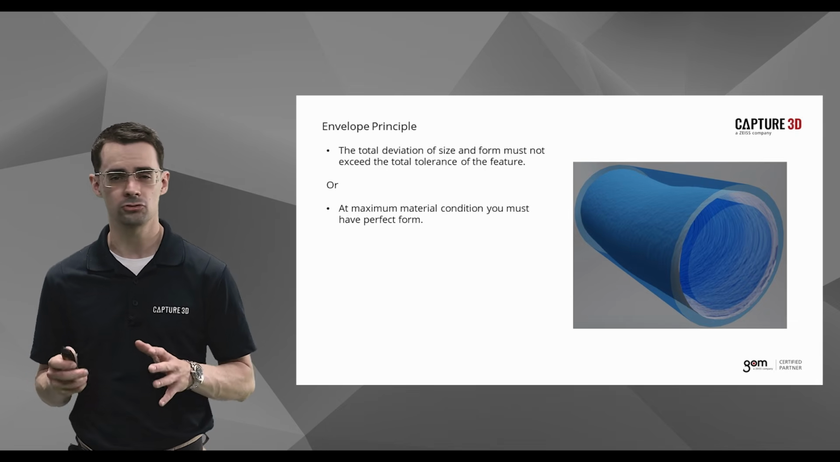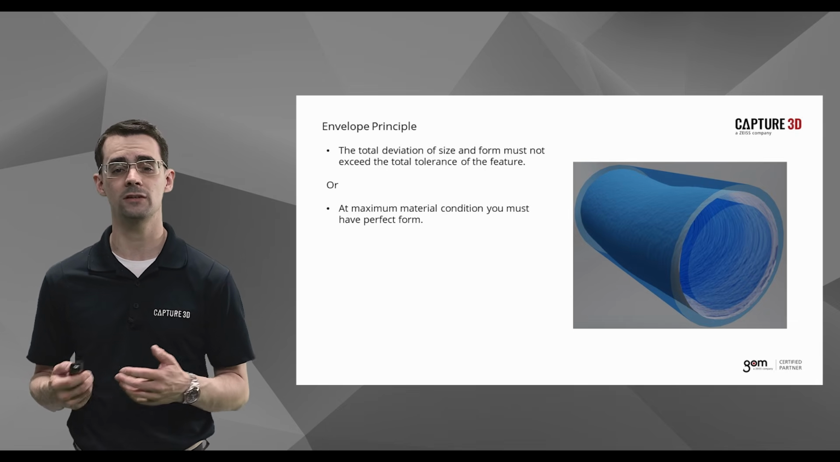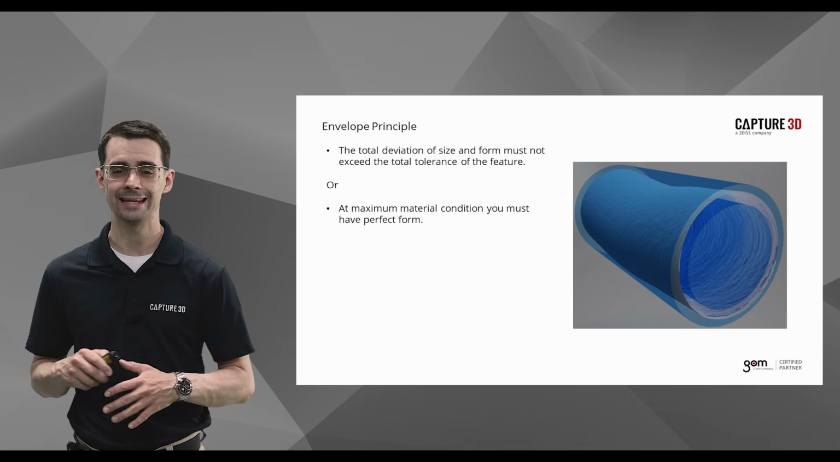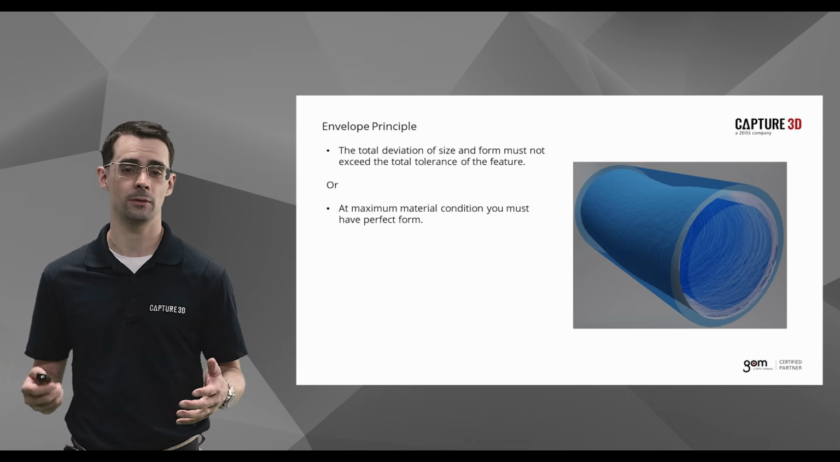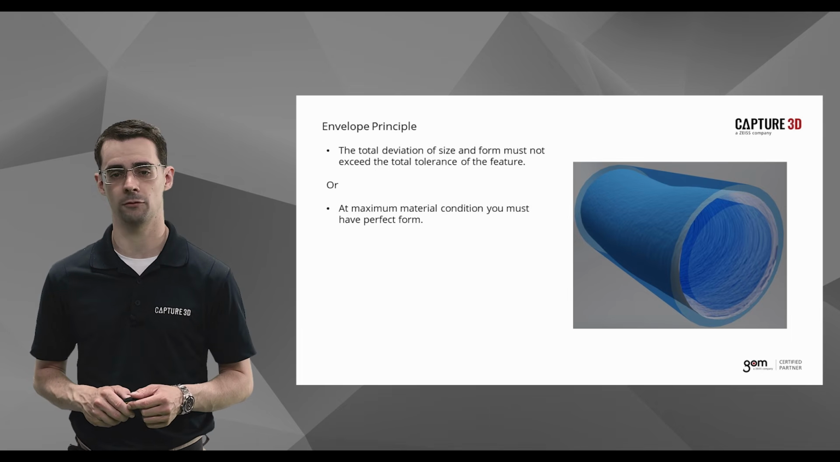The more official GD&T way of saying this is that the total deviation of the size and form cannot exceed the total size of the tolerance of the feature. Or at maximum material condition, you must have perfect form.